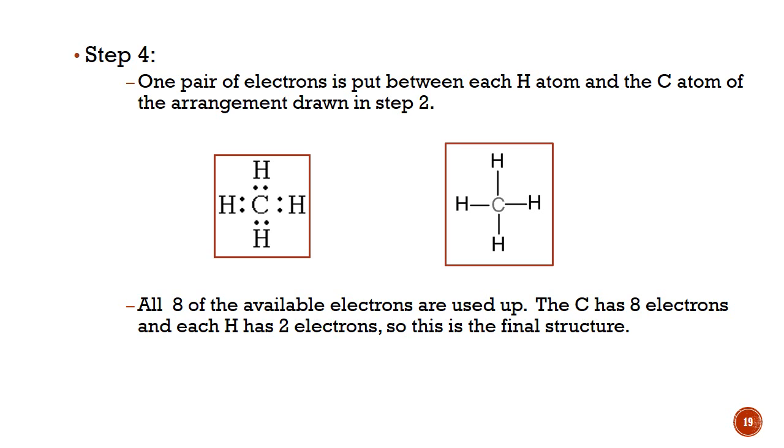We've used up all our electrons. We don't have any extra, and everybody is satisfied. They have the number that they want. Again, you can see on the left that we use the pair of electrons to show the bond, but more often than not, you'll see the molecule shown as it is on the right.